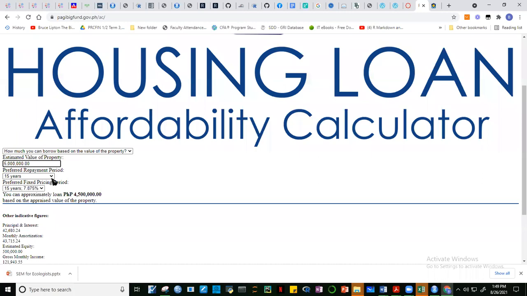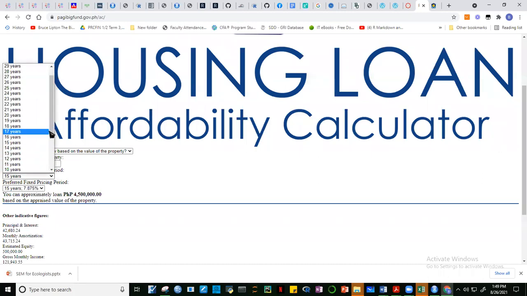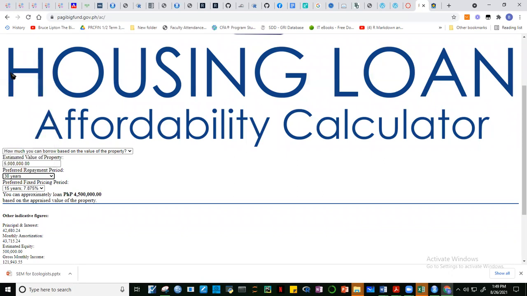Okay, tapos repayment period, gawin natin 30 years kunyari. 30 years na lang, yung pinaka-maximum. Tapos fixed pricing period, gawin natin 30 years. Okay, 30 years. So sabi dito guys, ang interest pag 30 years, yung pinakita natin kanina, is 9.875. So tandaan natin to, 9.875.